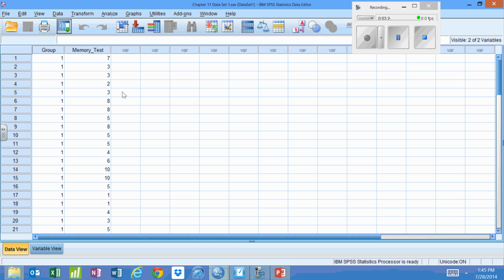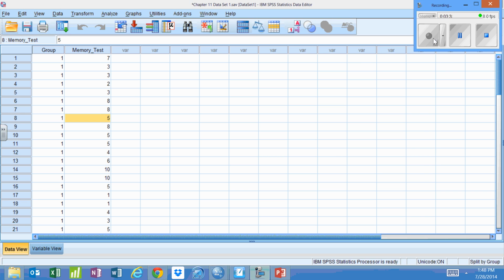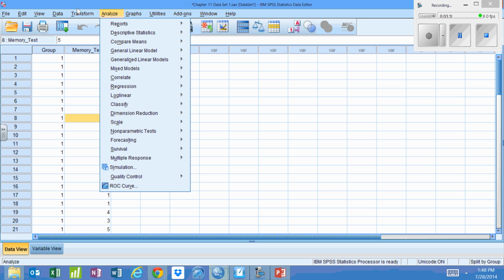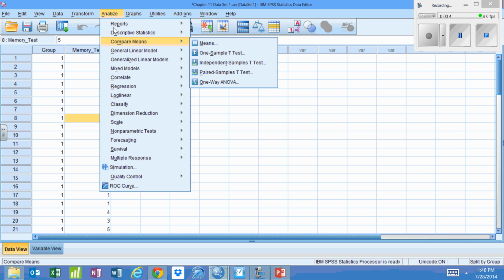So one thing SPSS requires us to do is to have a column represent each group. So we need to unstack our data. Okay, so what we need to do is click on Analyze, Compare Means, because that is what we are doing, and we're going to do an independent samples t-test because we've got two independent samples. One group does not cause or have an effect on the other group.